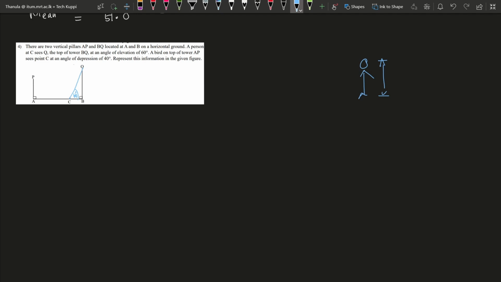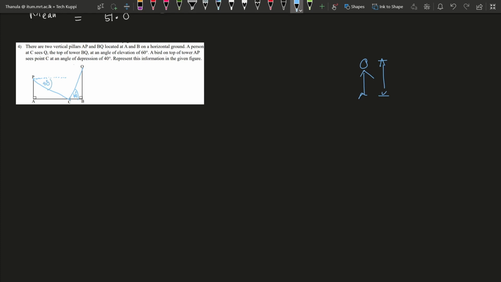A bird on top of tower AP, which means here, right? Always try to make the horizontal line. The bird sees point C at an angle of depression of 40. Now just join P and C. This angle is 40 degrees, right?